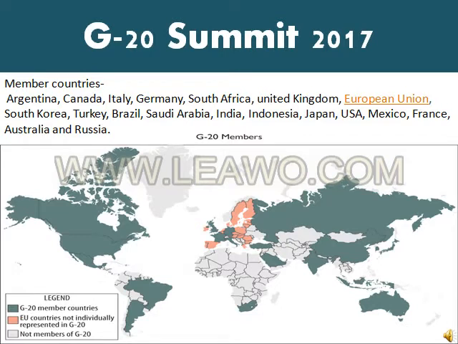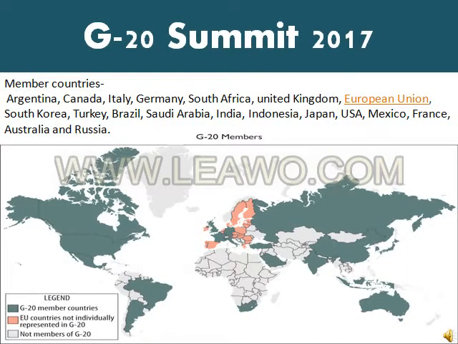G20 is a forum of 19 countries plus the European Union. We all know that the European Union is a group of several countries. So the European Union represents on behalf of all its countries in G20 summits, which means those countries individually do not participate in the summits. So let's discuss the member countries. Member countries are Argentina, Canada, Italy, Germany, South Africa, United Kingdom, South Korea, Turkey, Brazil, Saudi Arabia, India, Indonesia, Japan, USA, Mexico, France, Australia and Russia.